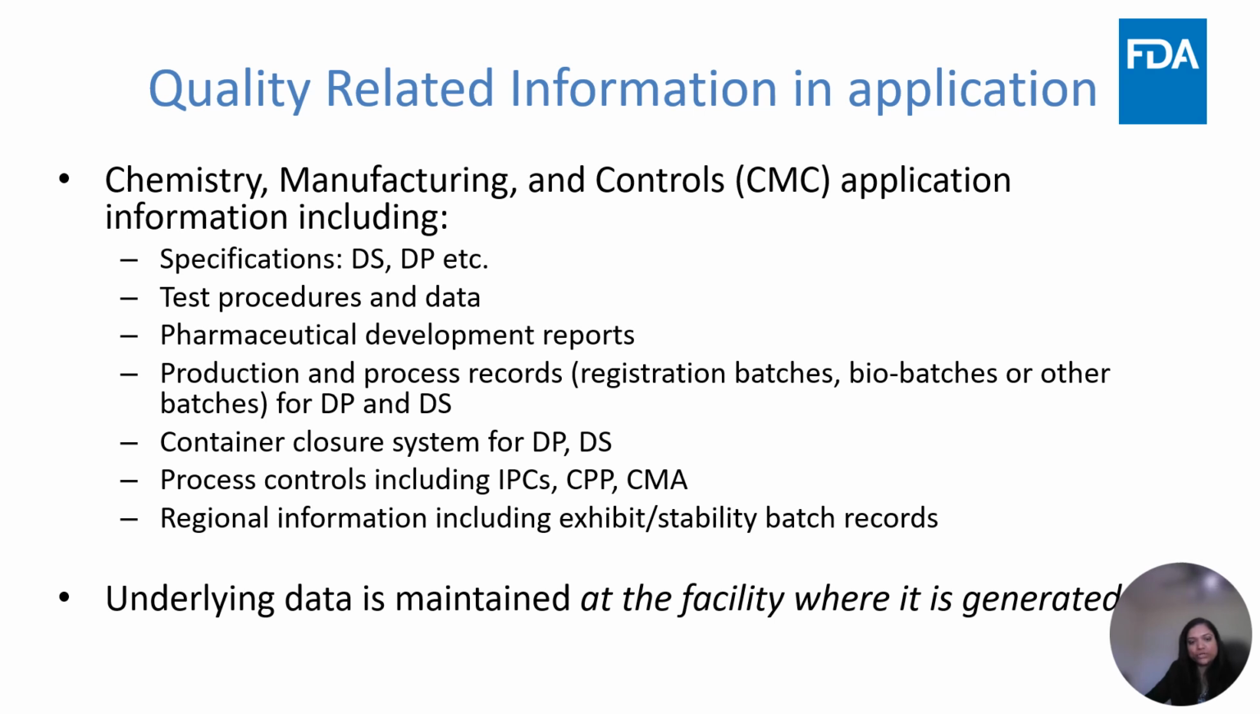specifications for drug substance and drug products, test procedures, data, pharmaceutical development reports, production and process records, including registration batches or bio batches, as well as proposed commercial batches, including drug substance and drug products, container closure systems, process controls, including IPCs, CPPs, CMAs, critical material attributes, and regional information in regards to the exhibit batches. Underlying data are maintained at the facility where it's generated or manufactured or tested.